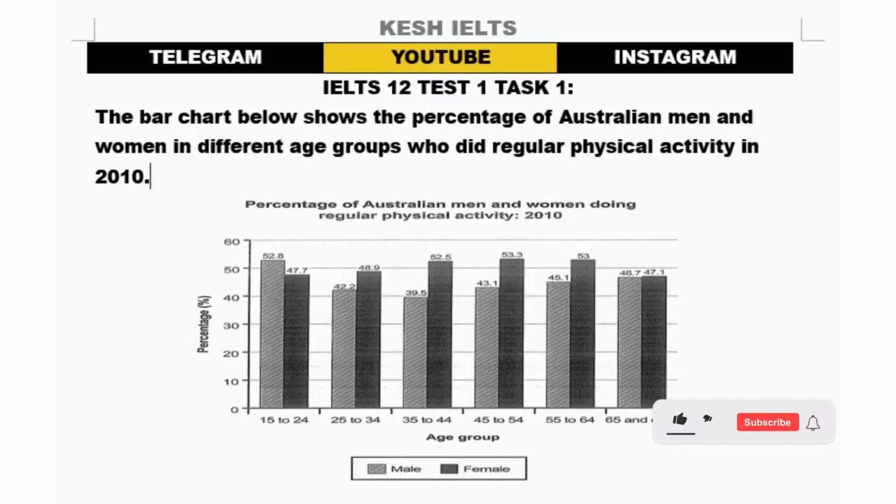It's from IELTS 12 test 1 task 1. The bar chart below shows the percentages of Australian men and women in different age groups who did regular physical activity in 2010. As you can see, we have a bar chart here, and I'll start with the introduction where I'll paraphrase, then I'll write an overall, and then I'll write body paragraphs.